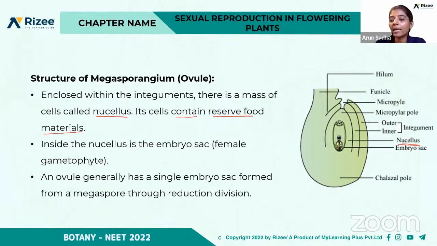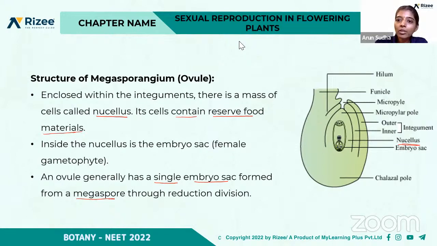In the center, this is the embryo sac, which is also called the female gametophyte. So the center is the embryo sac. An ovule generally has a single embryo sac. So each ovule will have a single embryo sac. How is the embryo sac formed? It is formed from a megaspore. How are the megaspores formed? Through reduction division. So an ovule generally has a single embryo sac which is formed from a megaspore through reduction division. I hope you are clear with the structure of the ovule.